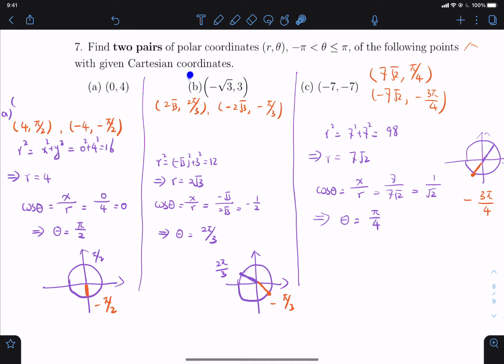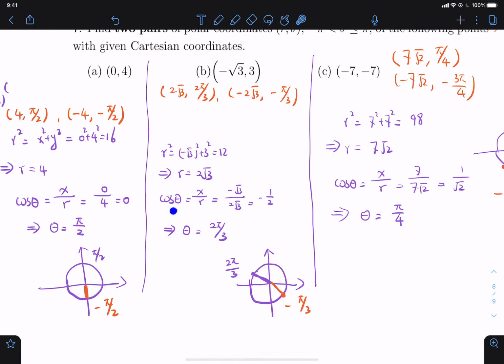And now moving on to the next one, we compute the radius first. That is radius squared equal to x squared plus y squared, 12. And our radius now is 2 square root of 3. And then cos theta, that's going to be x over r. So it's negative square root of 3, this is x, divided by r. That is equal to negative 1 over 2 here.